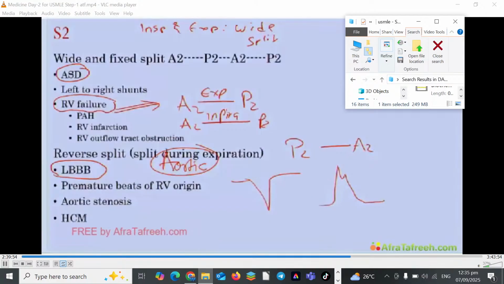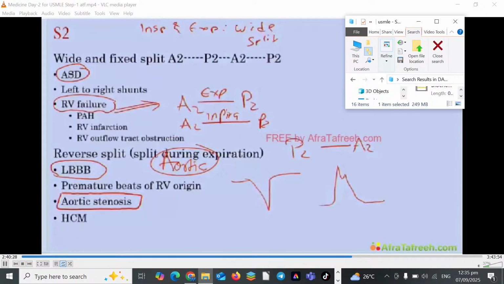Okay. When you're talking about others, you should remember aortic stenosis is also one such condition which results in massive left ventricular hypertrophy. And the outflow obstruction is such that it will take a lot of time to eject into the aorta. So because it will take so much time to eject into the aorta, it will also result in a reversed split.